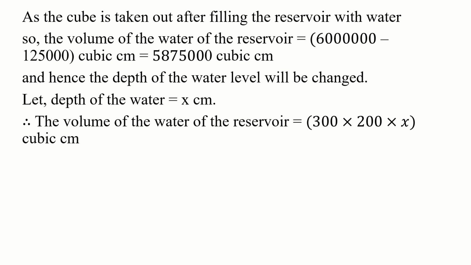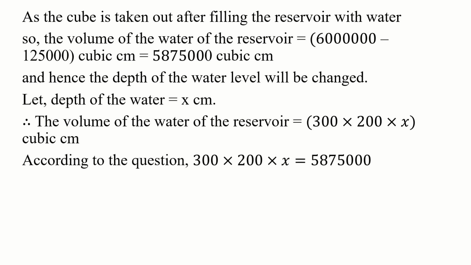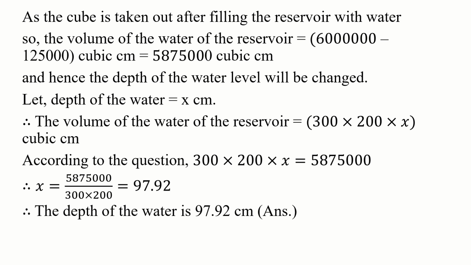Okay, and we have got the volume of the water in the reservoir, which equals 58,75,000 cubic centimeter. So according to the question, 300 into 200 into x equals 58,75,000. Therefore x is equal to this divided by this, we will get 97.92. Therefore the depth of the water is 97.92 centimeter. This is the required answer. Clear everyone? Okay.